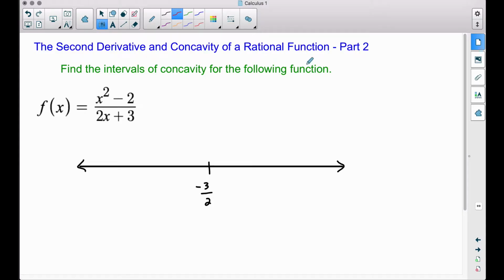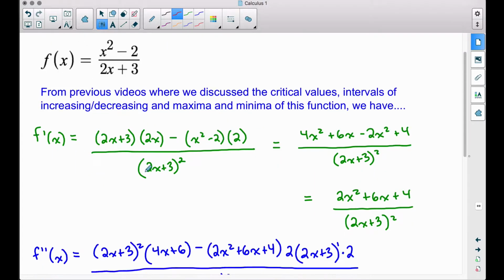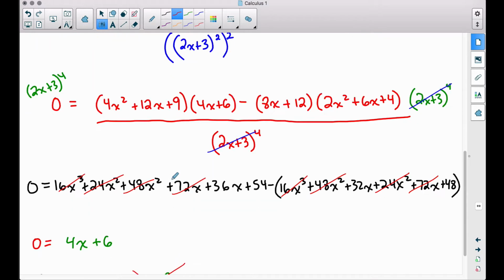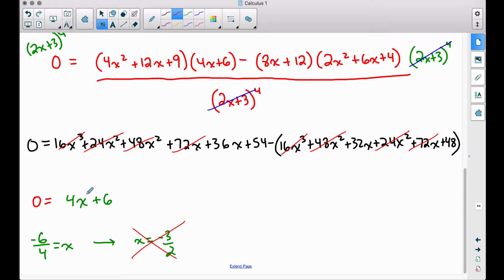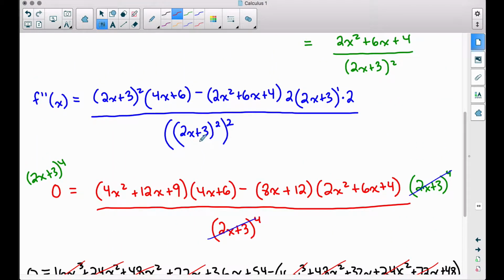In this video, we're going to talk about the intervals of concavity for this rational function right here. This is part 2. In part 1, we did cover the second derivative, where we started with the first derivative and then we found the second derivative, and then we ultimately ended up setting that second derivative equal to 0, and it turns out that value that we got for x actually ended up being a value of x that made the second derivative undefined. Notice this value here, x equals -3/2. If we take -3/2 and plug it into the second derivative, we do get a value there where we're dividing by 0, and obviously we cannot do that.